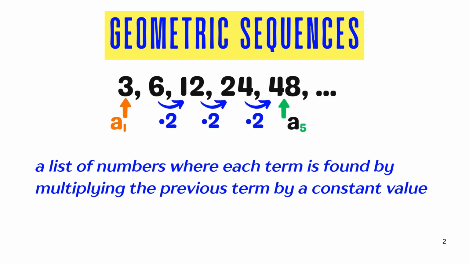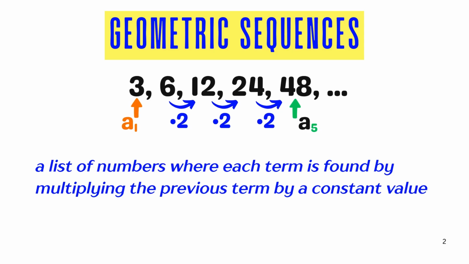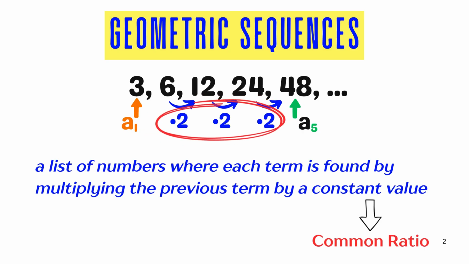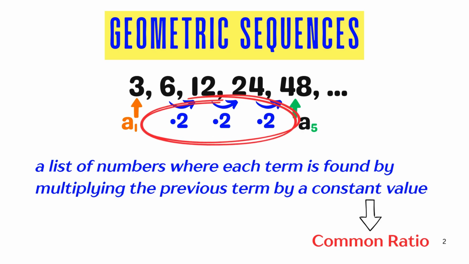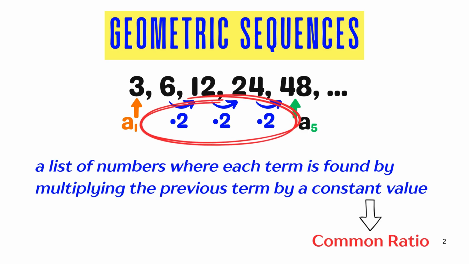Now, a geometric sequence is just a list of numbers where each term is found by multiplying the previous term by some constant value. We call that constant value the common ratio. In the example above, you see that the common ratio there is 2 because we're multiplying every term by 2 to find out what the next number in that sequence is going to be.